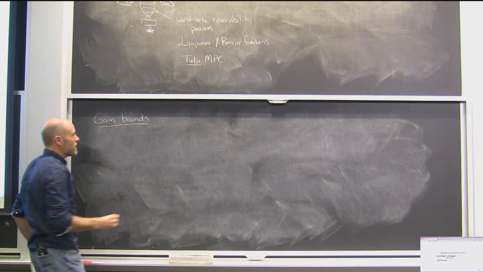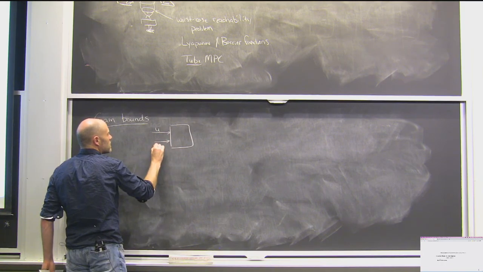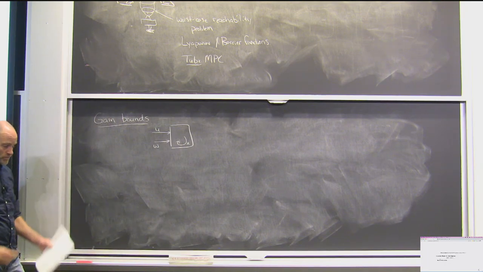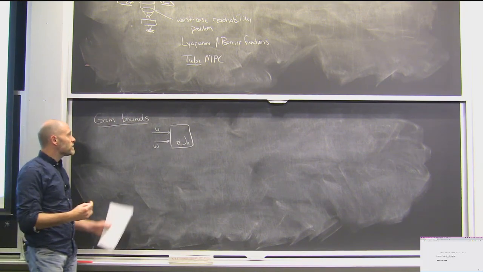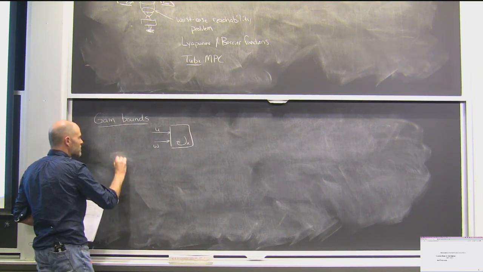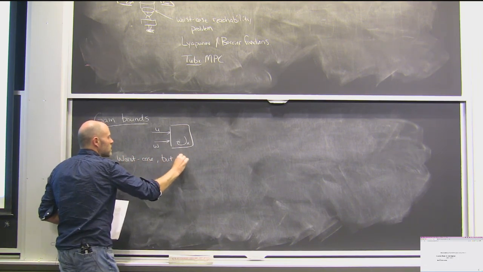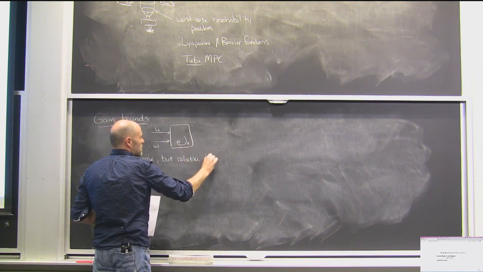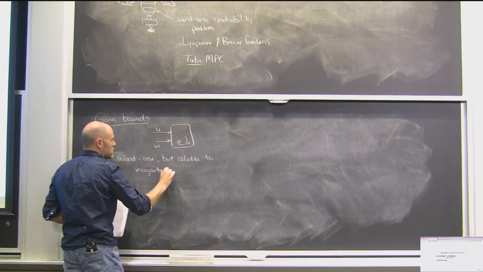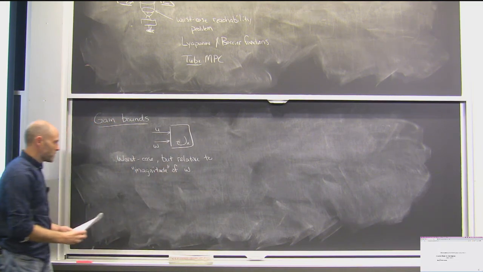So if I have a system here with u coming in, w coming in, let's say to start that I have x inside. The argument I told you is this. It's going to do kind of a worst case analysis, but relative to the magnitude of W. Now we'll have to define that carefully.